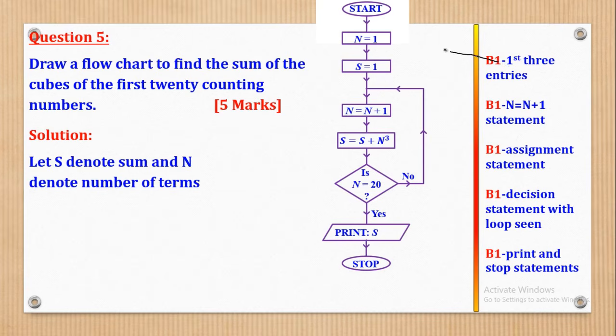So B1 for the first 3 entries. This one is for this incrementing, assignment, decision with loops in, print and stop.